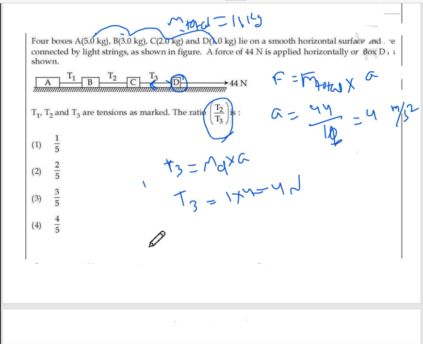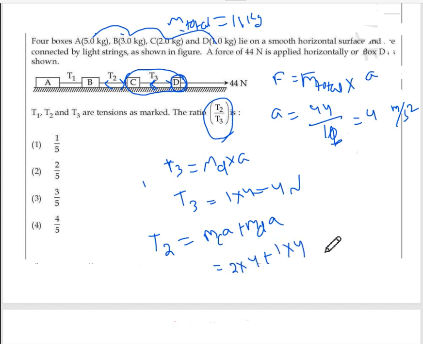Okay, so to find T2, whatever the total force acting on this total object is equal to its T2 according to Newton's law. Whatever the force applied, it will be equal and opposite. So T2 equals this one. So I can say mCa plus mDa. So I can take a as common: mC plus mD times a. So I just put mC is 2 into 4 plus 1 into 4. So it is 8 plus 4, which is 12 Newton. So T2 will become 12 Newton.